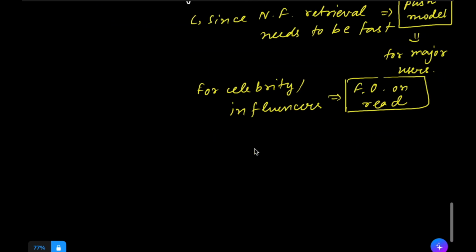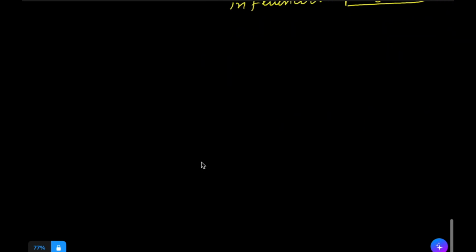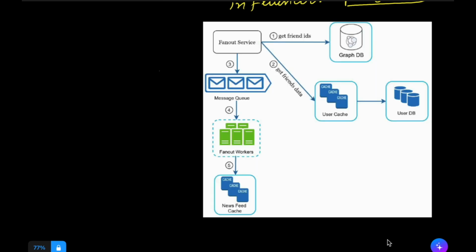Fan out on read, or the pull model. Okay, so let's now discuss the workflow of this fan out service with the help of a flow diagram, just to give an overview of how this works. So this is the workflow diagram of a fan out service. Whenever the web server sends the request to the fan out service, it fetches the friend IDs. So this is step 1. It gets the friend IDs from the graph database.